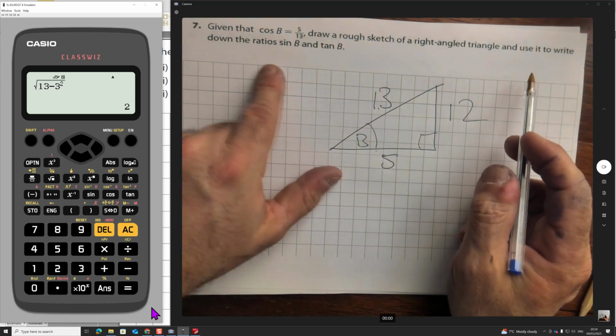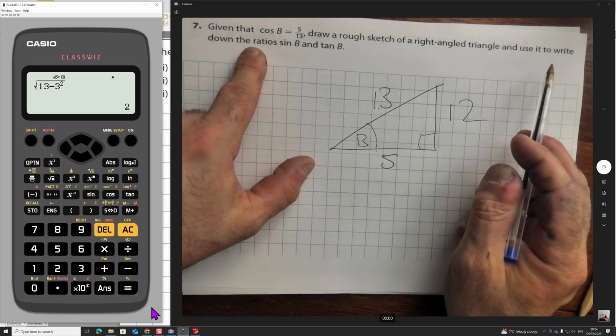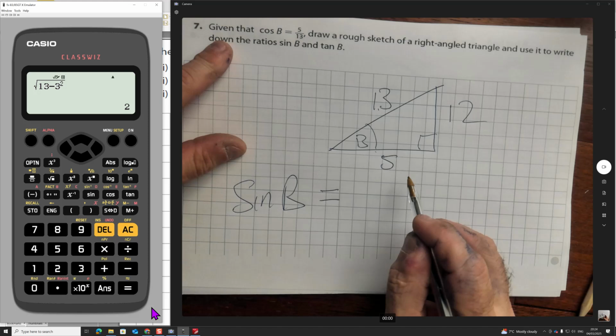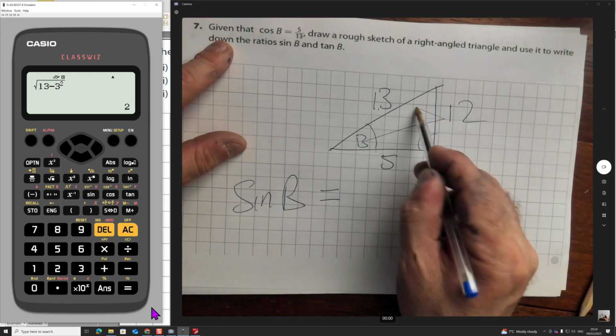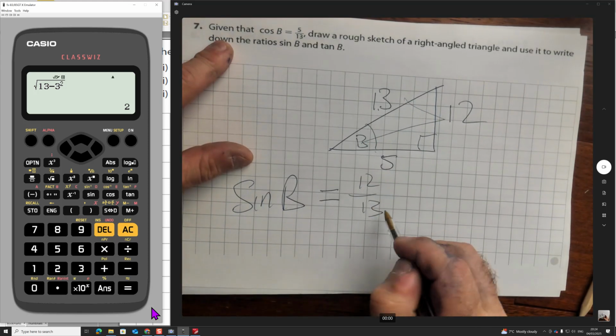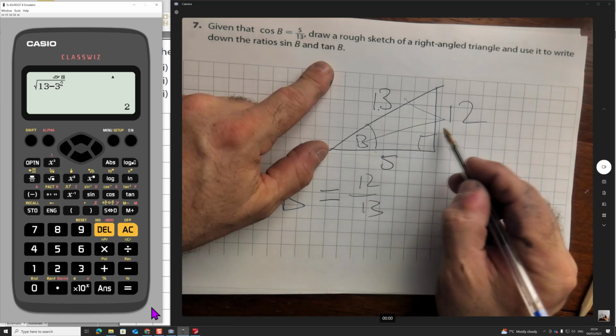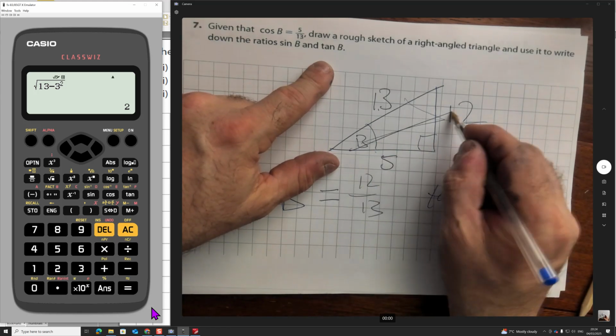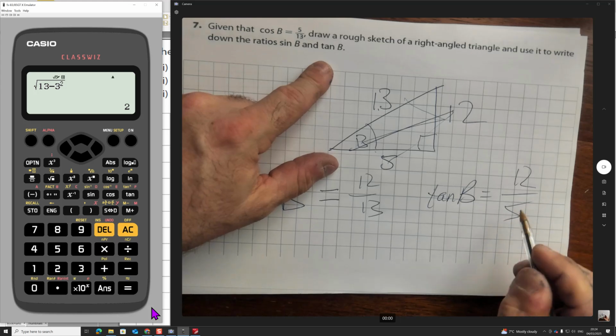This is the right angle. Draw a rough sketch and use it to write down the ratios. The sine of b is going to be equal to 12 over 13. And the tan of b is equal to 12 over 5.